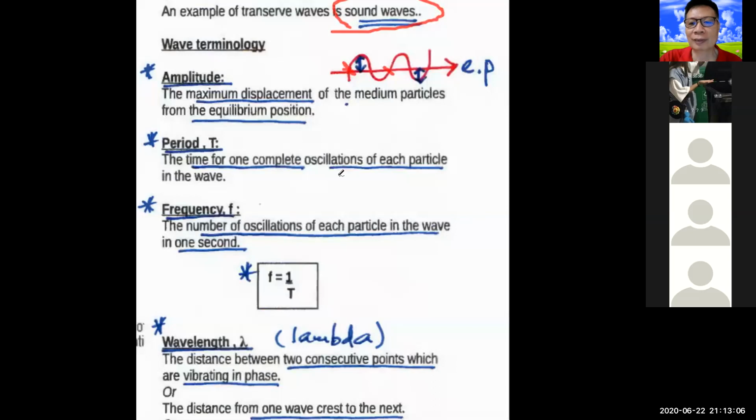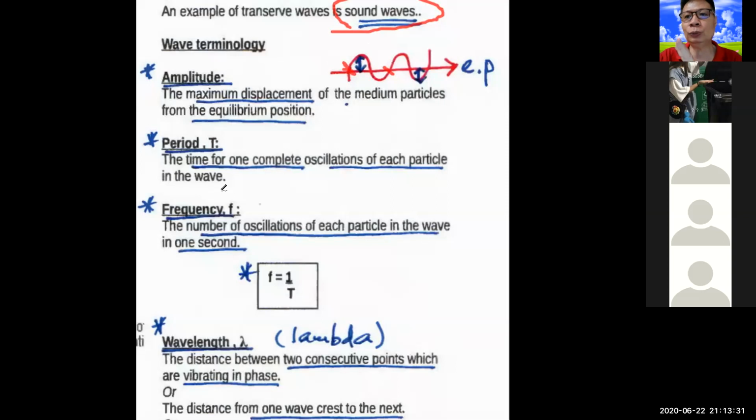Okay, I try to explain. You all listen. Period, you measure the time for one complete oscillation. That is period time. Then frequency is like this. Frequency is in a fixed time, 1 second. How many complete oscillations can you make in 1 second? That is called frequency.